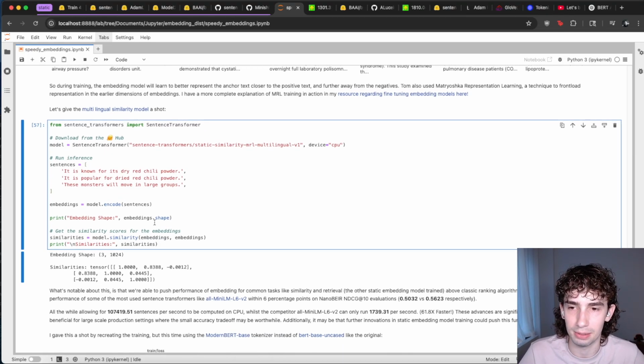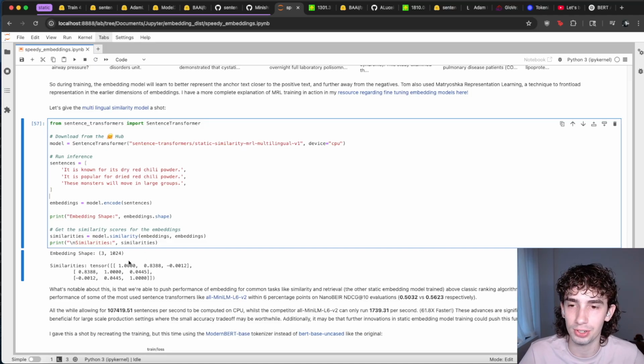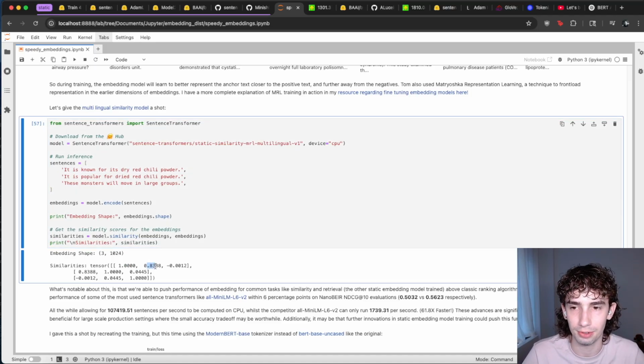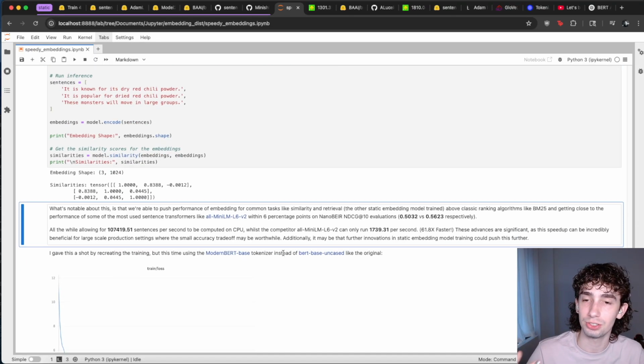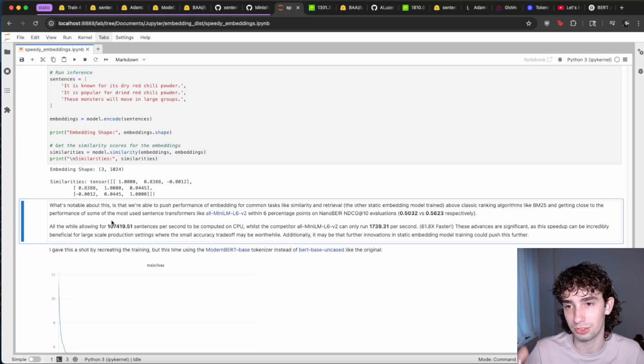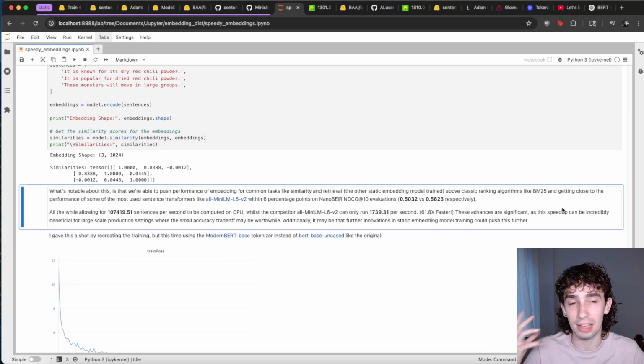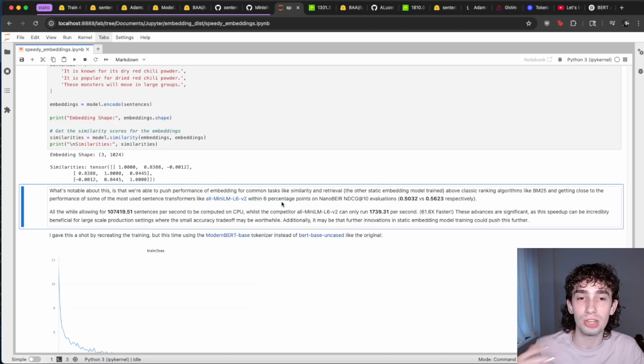And that we can pretty much see. So looking at this first sentence here, we can see that it is perfectly similar to itself, very similar to the second, and then not quite similar at all to this last one. But the most impressive thing to actually take away from this example that Tom's given us here is that we're able to push the performance of embeddings for common tasks, like things like similarity or retrieval, above classic ranking algorithms like BM25 as a baseline. And we're even getting close to the performance of things like all-MiniLM, which in the given evaluations was just 6 percentage points behind all-MiniLM, coming out to 0.5032 versus 0.5623 respectively.